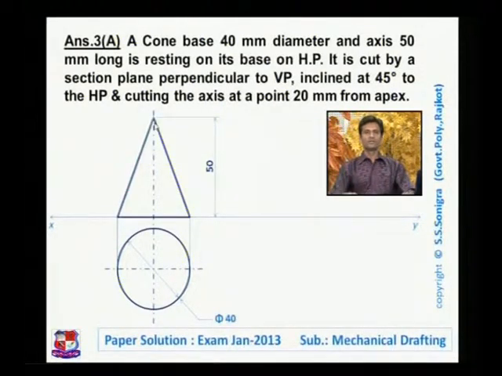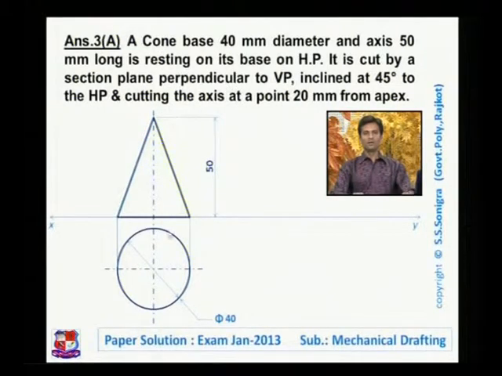So join this apex point with these 2 end points of this cone. Hence this triangle represents the front view of the given solid. So we have drawn the front view and top view of the given cone. If you just draw these 2 views, you may get 2 marks at least, because by drawing these 2 views we have finished the first line.